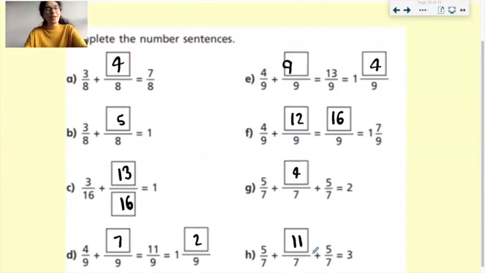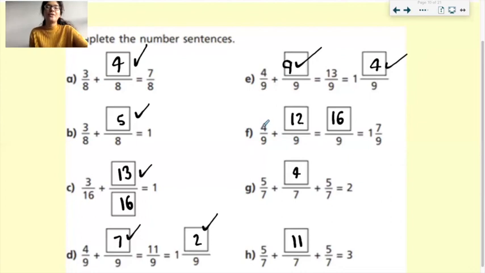The answers to these questions are as follows. Question A, 3/8 plus 4/8 equals 7/8. Question B, 3/8 plus 5/8 equals 1. Question C, 3/16 plus 13/16 equals 1. Question D, 4/9 plus 7/9 equals 11/9, which is equivalent to 1 and 2/9. Question E, 4/9 plus 9/9 equals 13/9, and that is equivalent to 1 4/9.